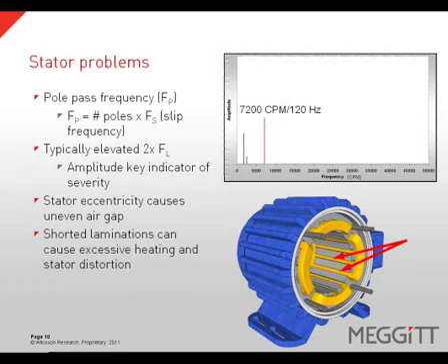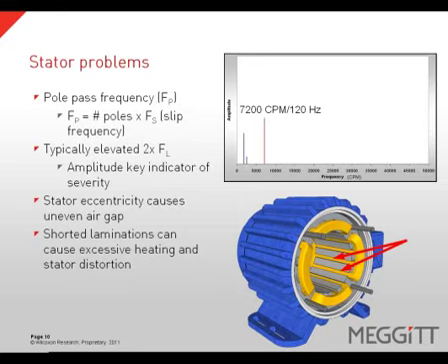Stator problems can manifest themselves in the vibration spectrum in several ways. The presence of pole pass frequency, which is the number of stator poles times the slip frequency, can indicate a problem with the stator. When a problem exists with the stator, typically there will be elevated levels of 2 times line frequency. The amplitude of this frequency can be a key indicator of the problem's severity.